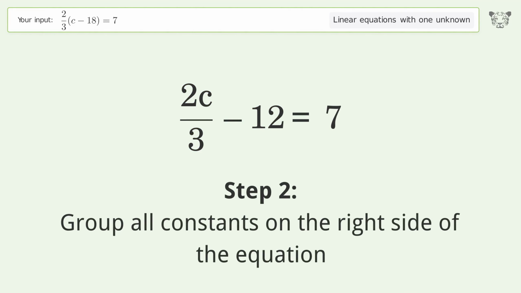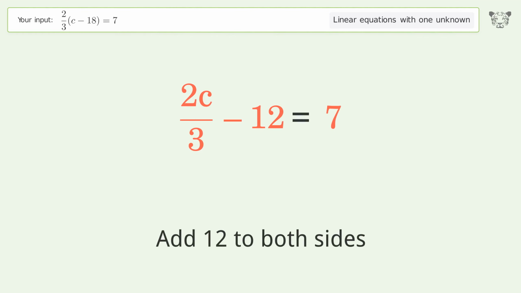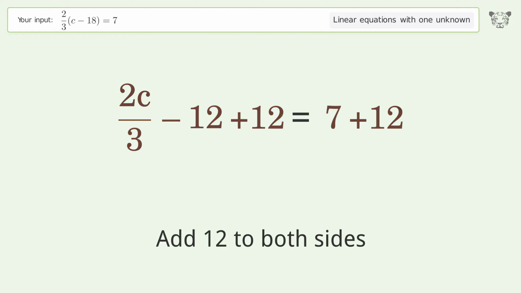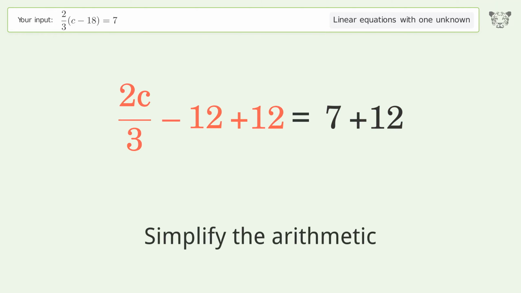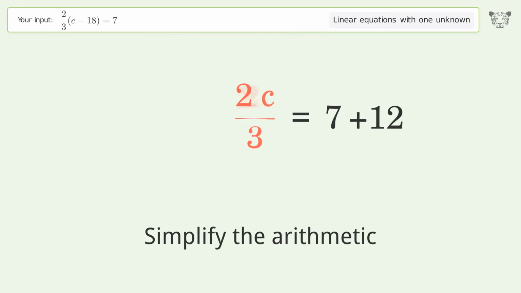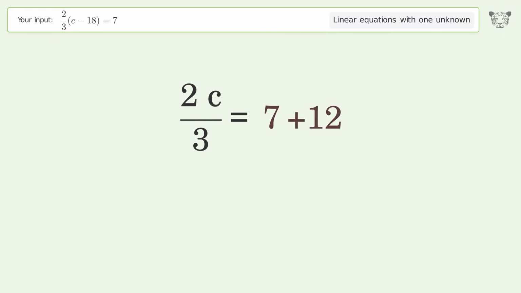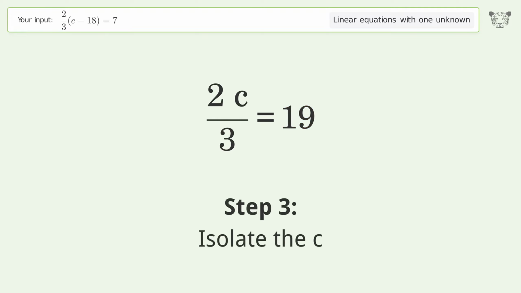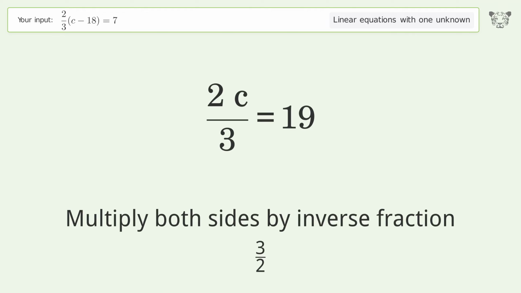Group all constants on the right side of the equation. Add 12 to both sides. Simplify the arithmetic. Isolate the c. Multiply both sides by the inverse fraction 3/2.